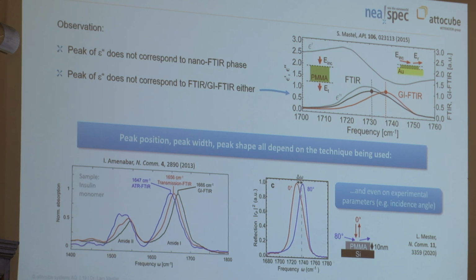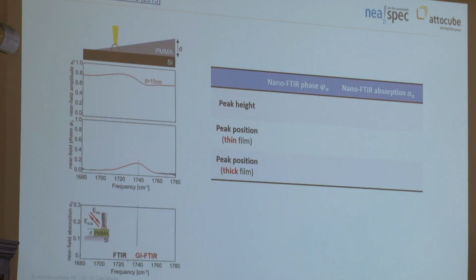So these are all details. Maybe you have to account for them. If you care about the absolute value, at which frequency is my peak, then you may have to consider these effects. And now I summarize a bit how this is in nano-FTIR. So here is data from Stefan. He measured PMMA films of different thickness on silicon.